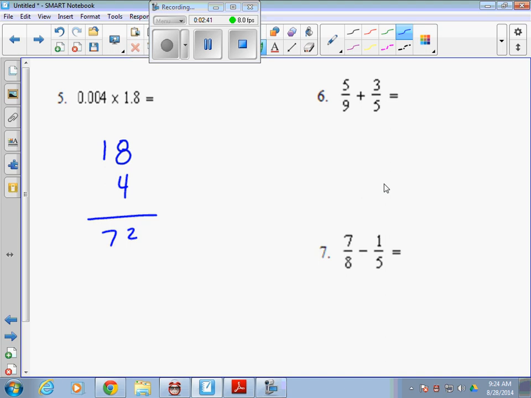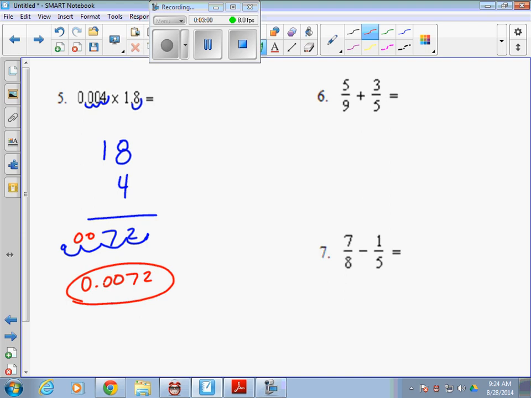And then see how many times you got to move the decimal. You got to move it 1, 2, 3 times for that one, 4 times for that one. So if it starts here, 1, 2, 3, 4, we're going to have to put in 2 zeros. So 0.0072.